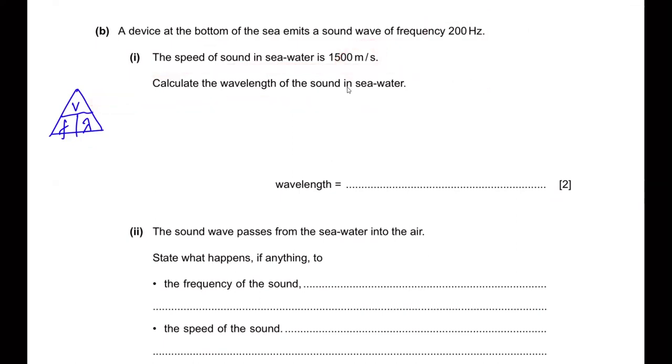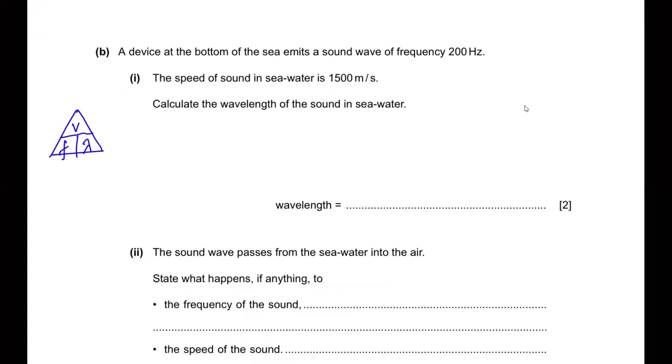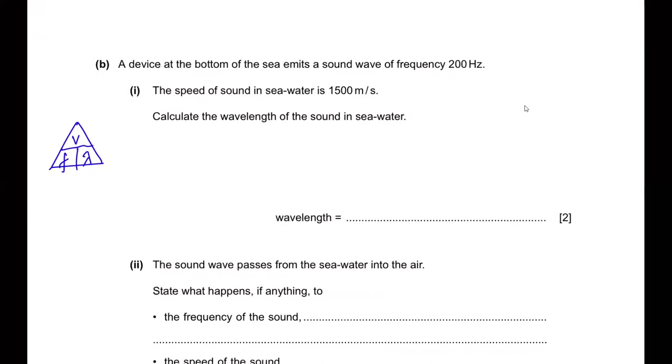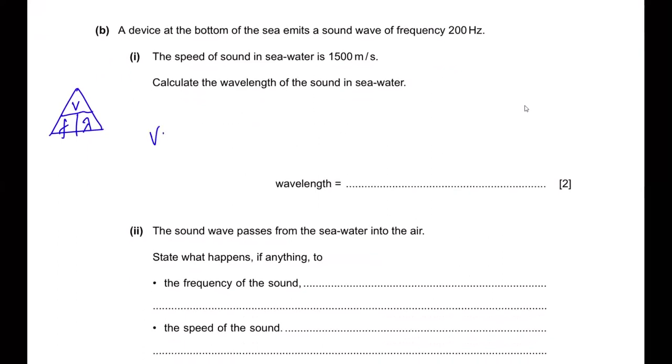Now, what is the formula for wavelength? Tell me the formula for wavelength. V equals F lambda. But this is not the formula for wavelength. V stands for the speed.